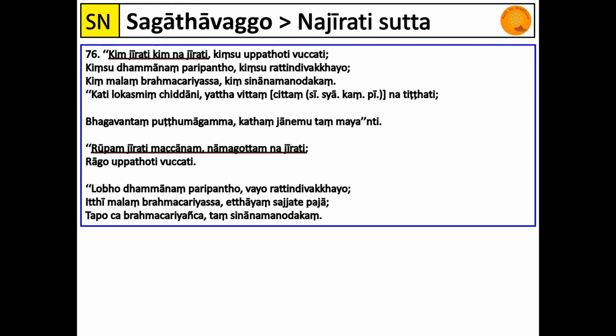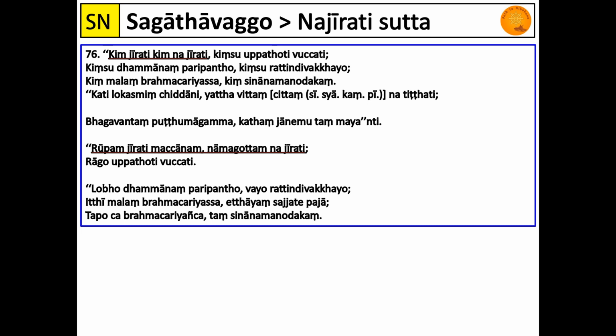And moving on to the next sutra, the name of the sutra is Najirati Sutra. Najirati. Jirati is depreciate. Najirati is does not depreciate. So they are asking, what depreciates and what does not depreciate? From Lord Buddha. I think it's a god who comes in and asks. It says, Rupan jirati machanang namagottan najirati.